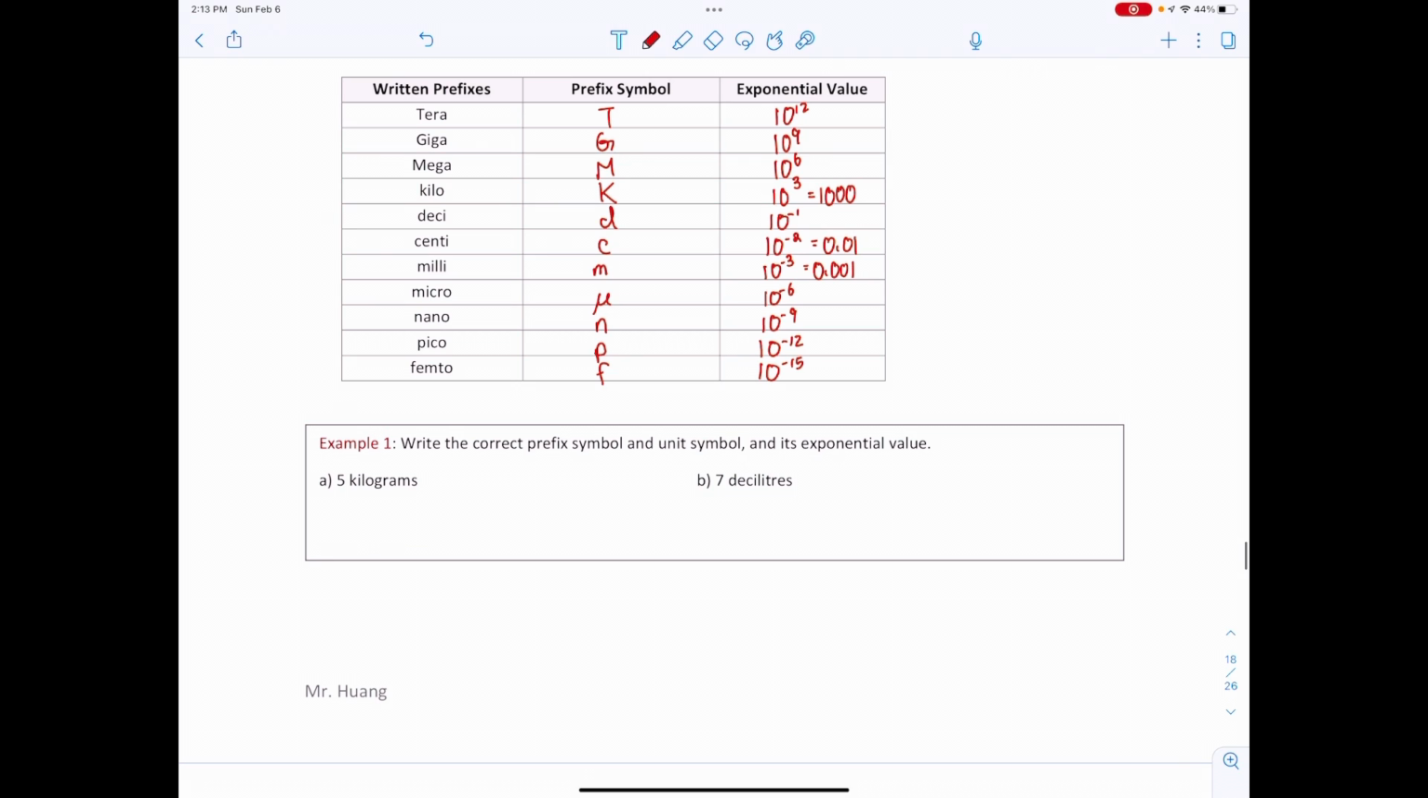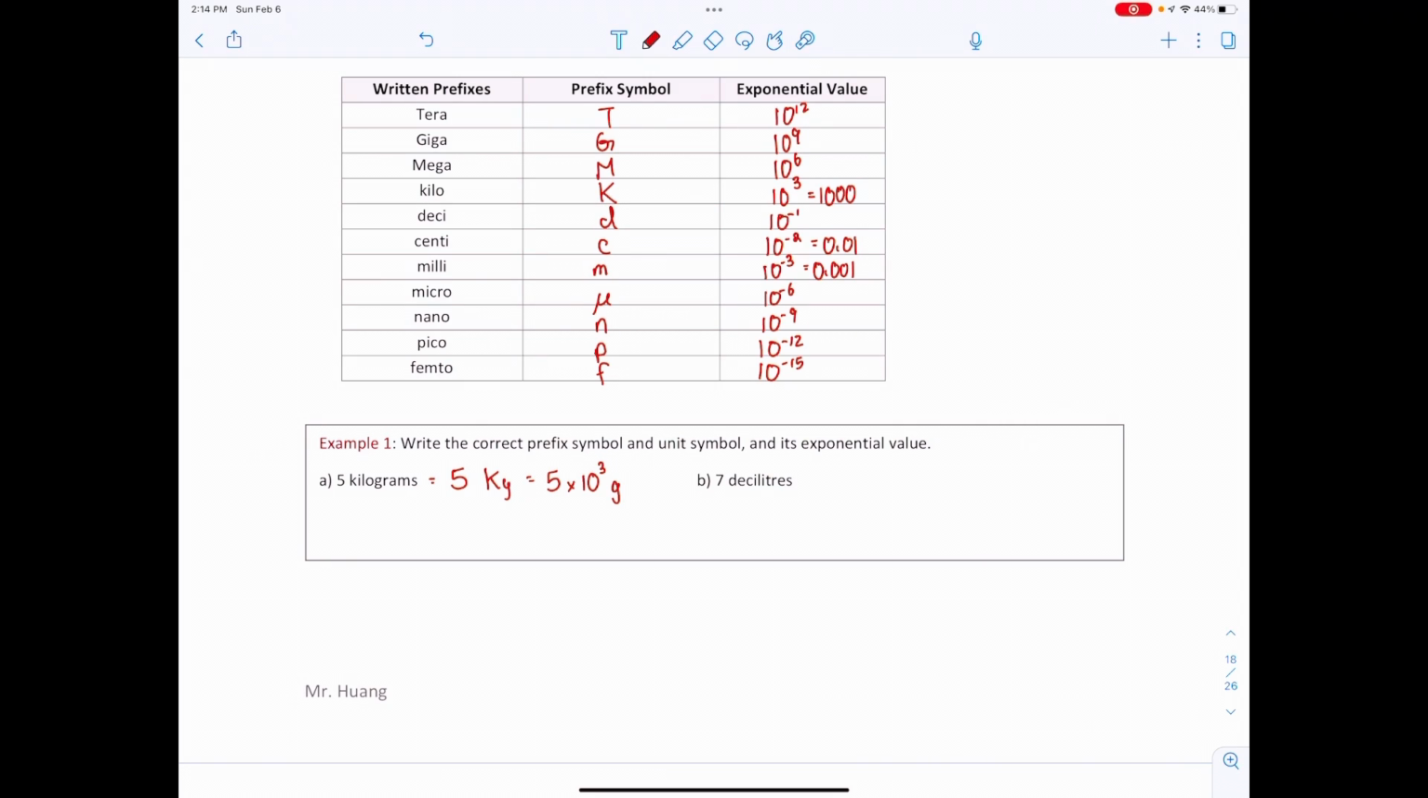So 5 kilograms, we can write that as 5 kg. Okay, so that's with the prefix symbols and the unit symbols. And how much is 5 kg? Well, k is the same thing as 10 to the power of 3. So 5 kilograms is 5 times that value of k, which is 10 to the power of 3 grams. So if I have 5 kg, that means that is 5,000 grams.